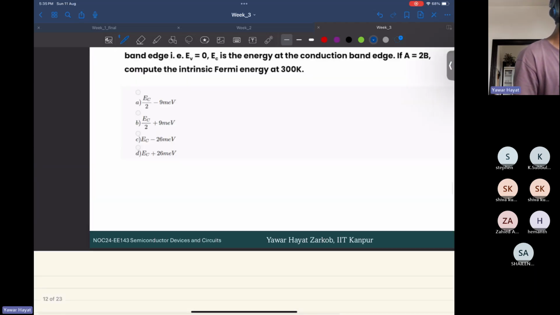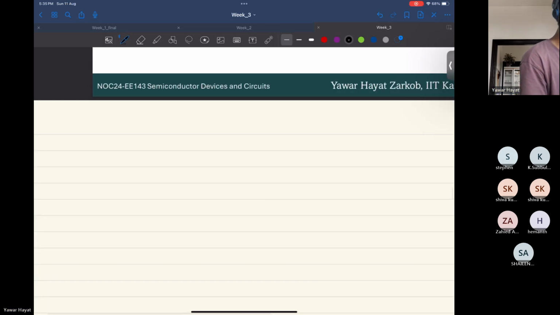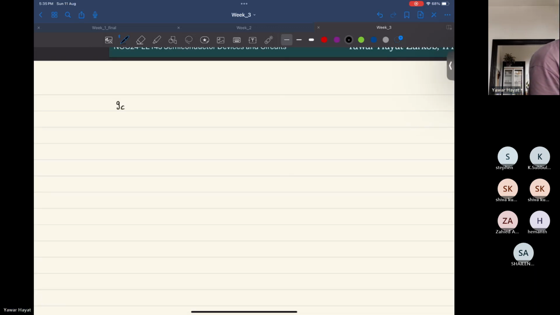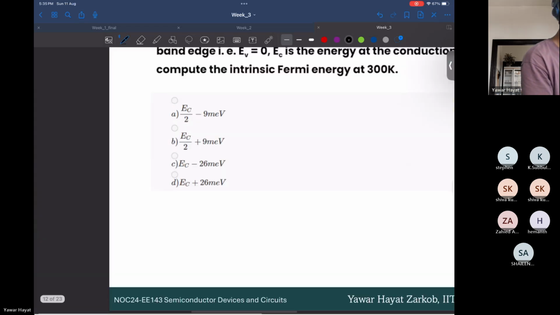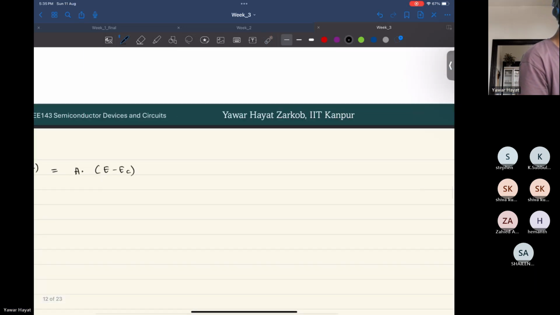So see, as per this question, we are given the following things. Firstly, this Gc of E, that was equal to A times E minus EC, right? And Gv of E, that is given by B times EV minus E, right? I'll write that as well. So my Gv of E is equal to B times EV minus E.